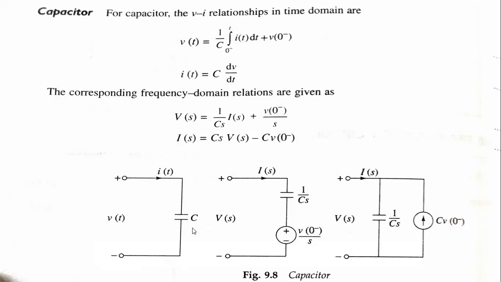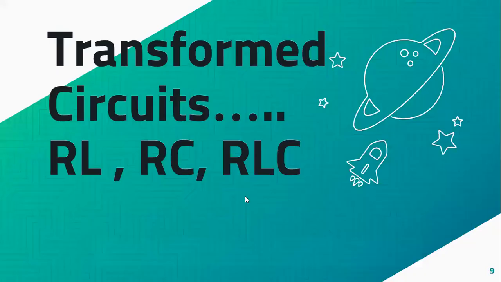If you have the C, what will be the effect of your C? How will that C change into 1 by CS, and later on if you apply voltage across it, what will be the effect of that? If I am writing the current equation, what will be the circuitry? And if I am writing it for the voltage, see here the difference in the circuitry. So these basic things you should know.